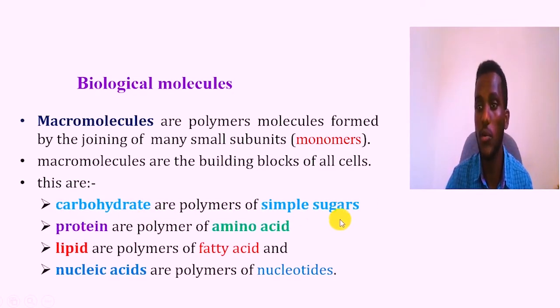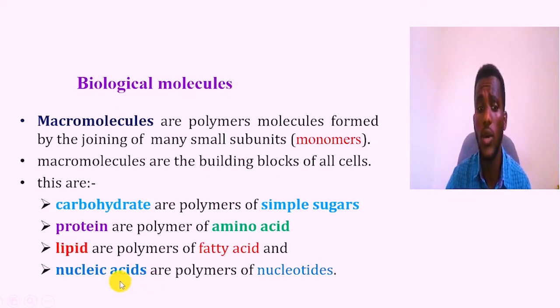Carbohydrate, the building block of that is simple sugar. The monomers of carbohydrate are simple sugars. And the other macromolecule is protein. Amino acid is the building block of protein, and protein is a polymer of amino acids. And the other macromolecule is lipid, which is a polymer of fatty acid and glycerol. And again, that means fatty acid is a building block of lipid.